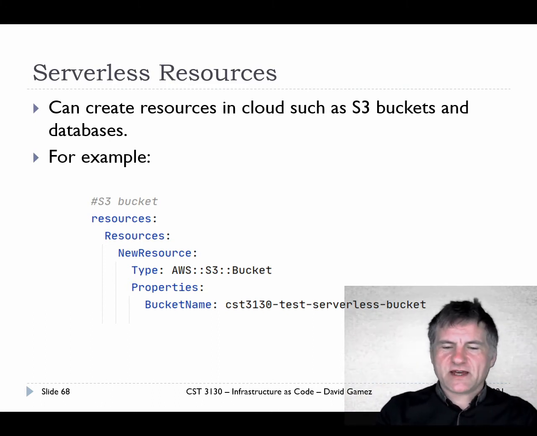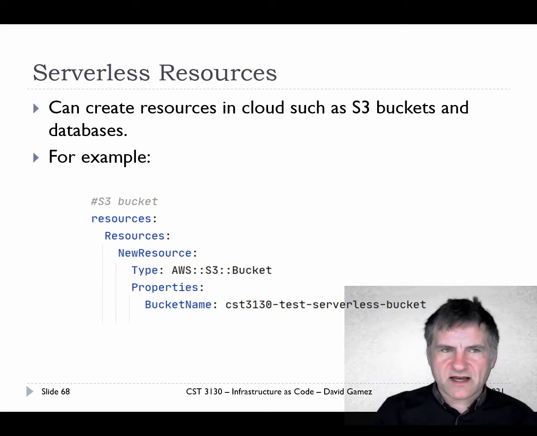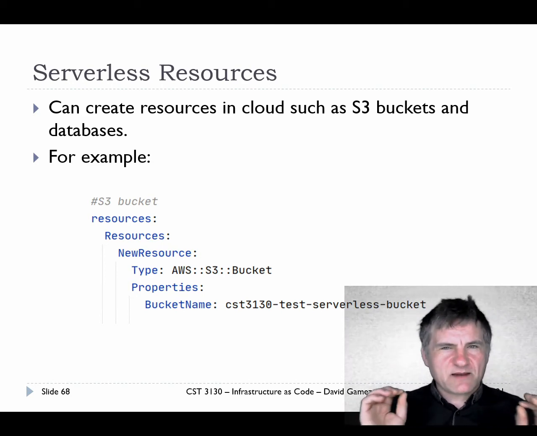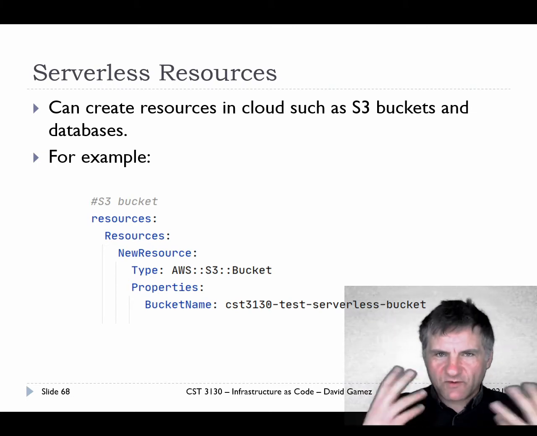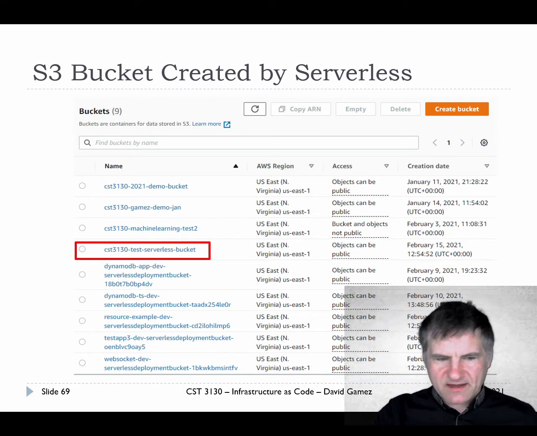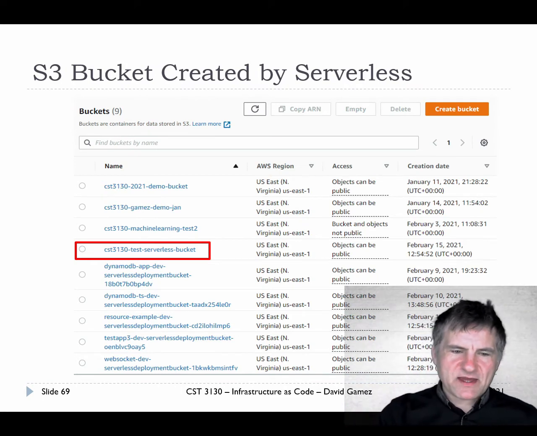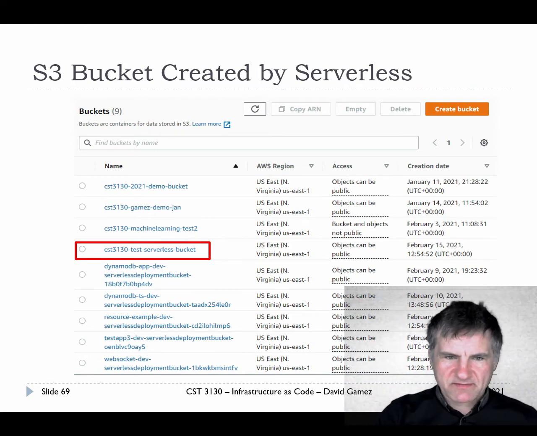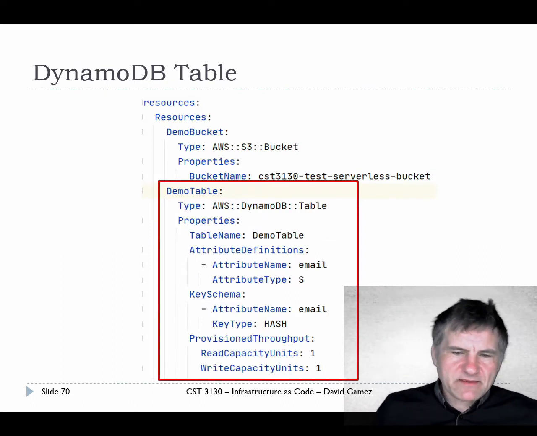So here, for example, I'm creating an S3 bucket, giving it a name. We can specify the access requirements on that. And I'm pretty sure you can also specify static files that will be uploaded to that bucket automatically. When we have a bucket like that and we deploy it, you can see the bucket appear in the list of buckets. And the same with DynamoDB tables.